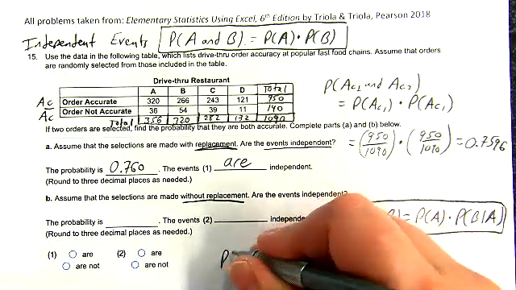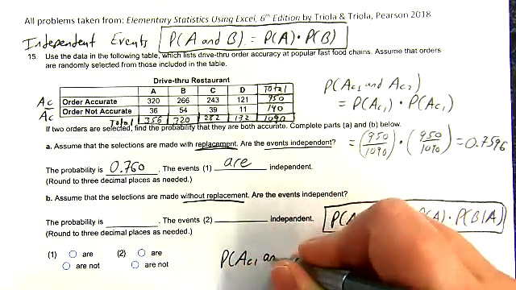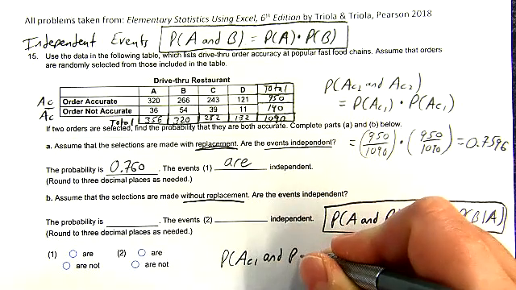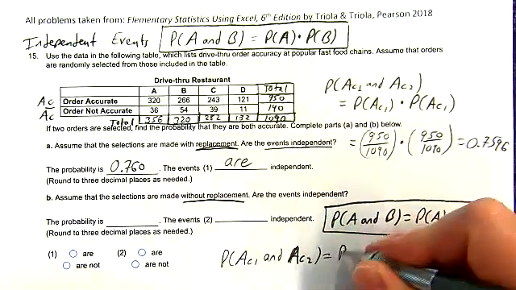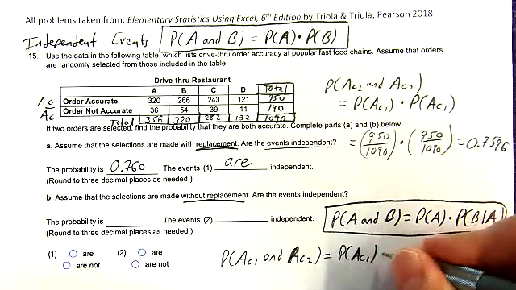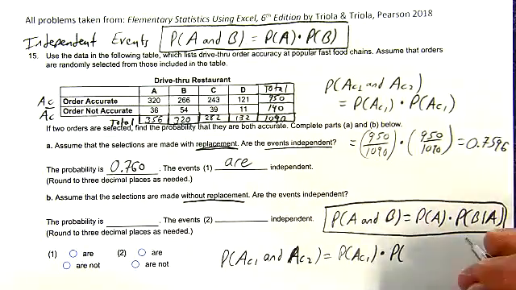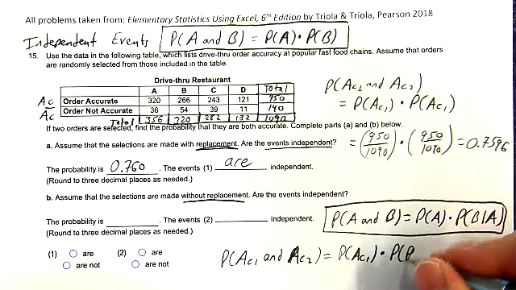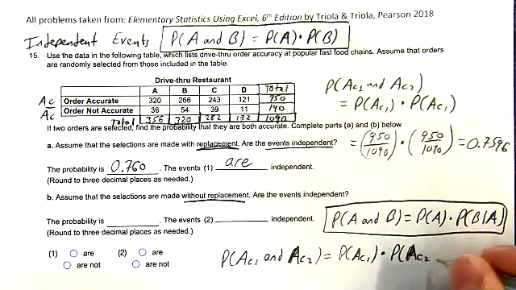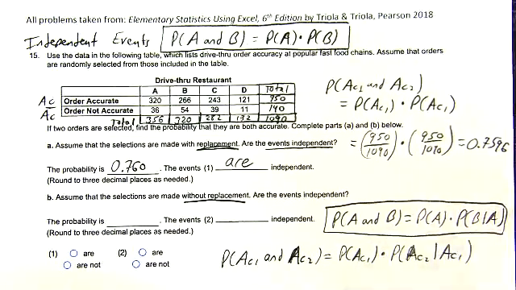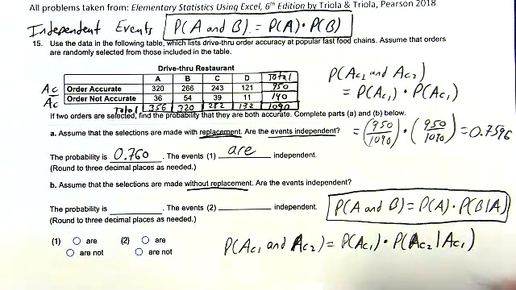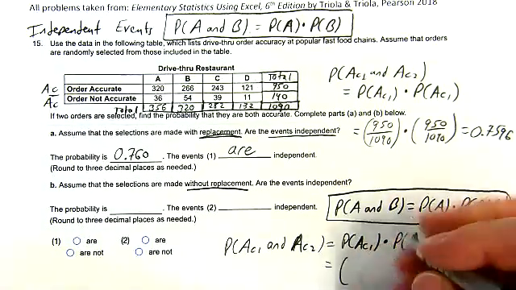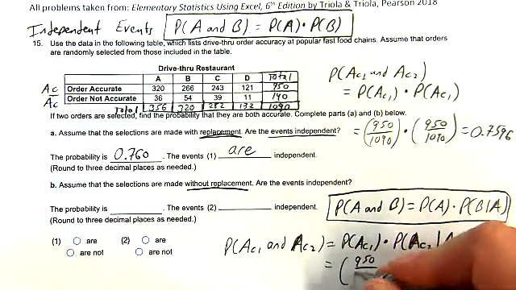So in this problem, it'd be the probability that my first order is accurate and my second order is accurate, which is equal to the probability that the first order is accurate times the probability that my second order is accurate given the first was accurate. Now, the equation looks complicated, but the logic, I hope, is pretty simple. The probability that the first order is accurate is 950 over 1090.